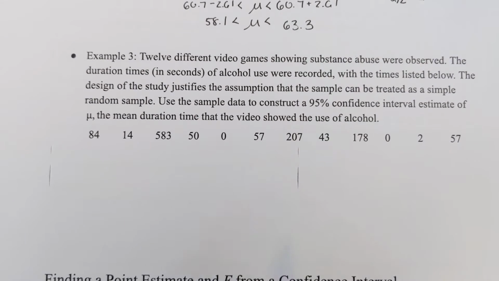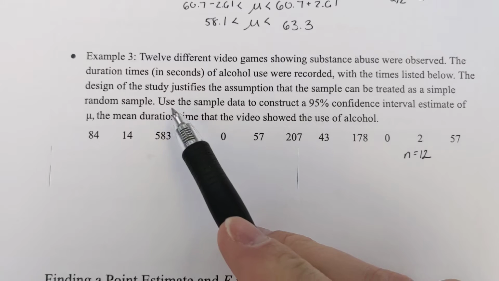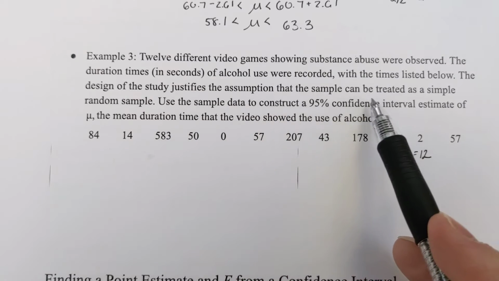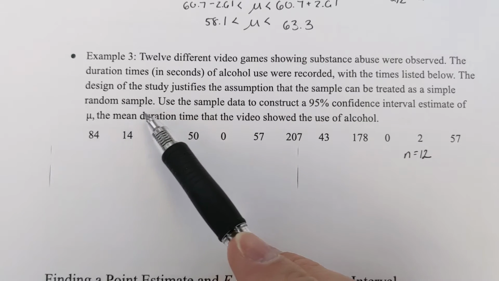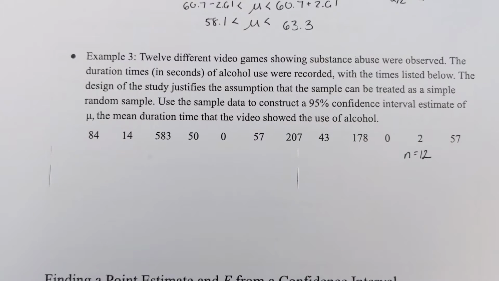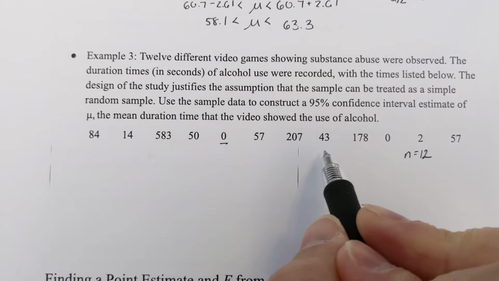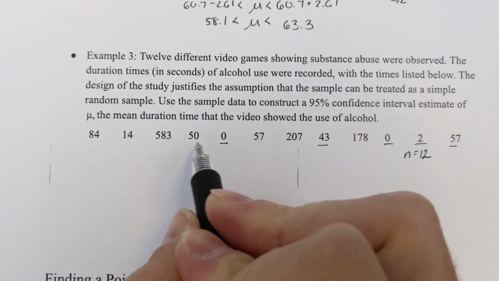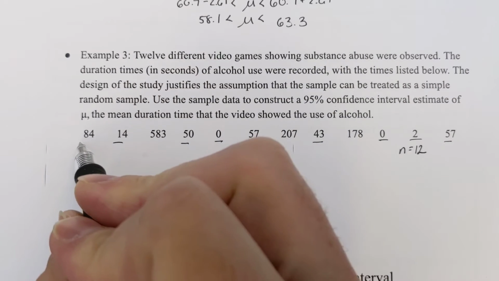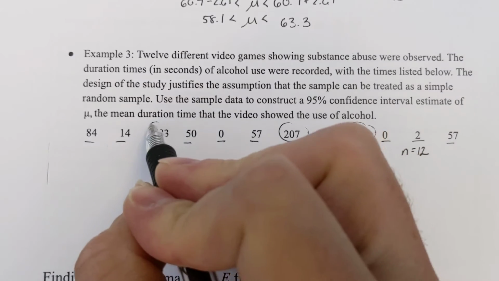All right, example 3. So we got 12, again, it tells us in the directions, so our N value is 12. The time in seconds of alcohol usage recorded with times listed below. The study justifies the assumption that the sample can be treated as a simple random sample, so criteria 1's met. Now, there is one problem with this, is that if you look at these numbers, there's a bunch that are very, very small, 0, 43, 0, 2, 57, 50, 14. These are all less than 100. And then you have a couple very, very large numbers.